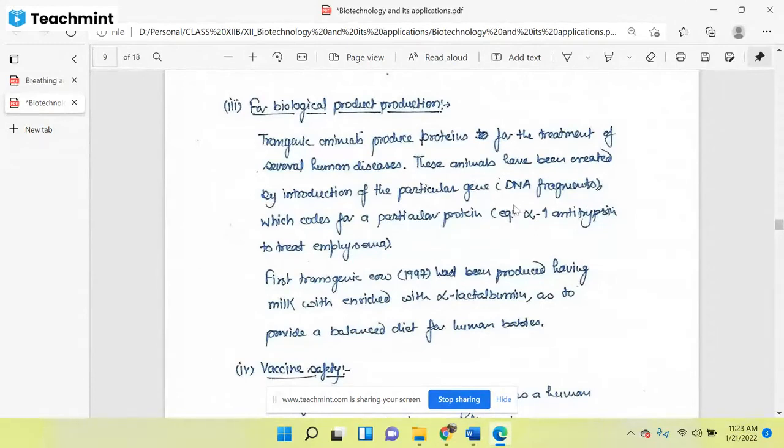Suppose here an example has been given: alpha 1 antitrypsin to treat emphysema.